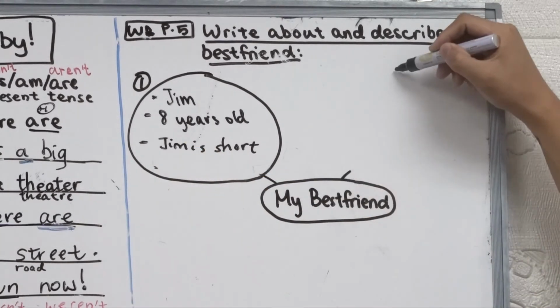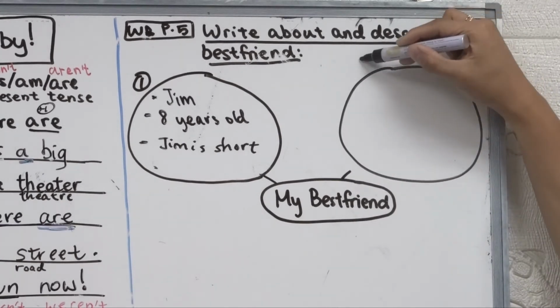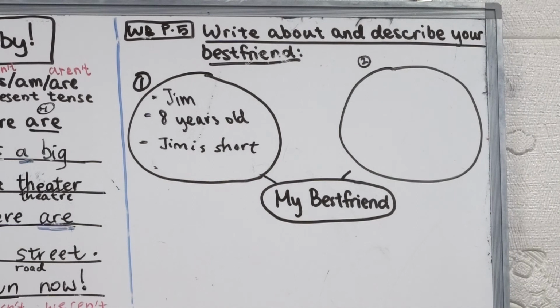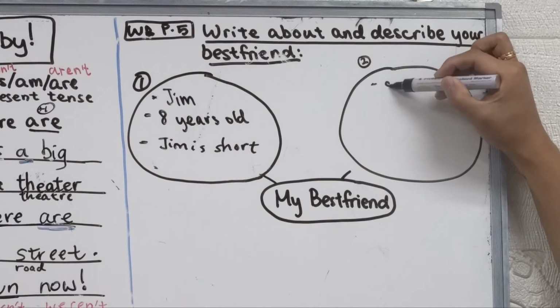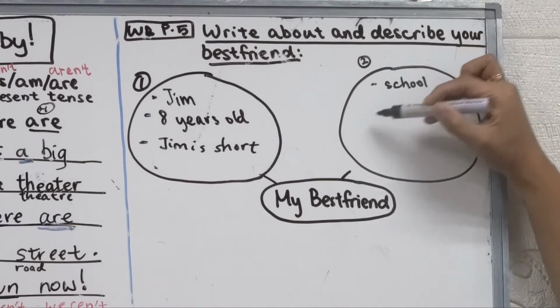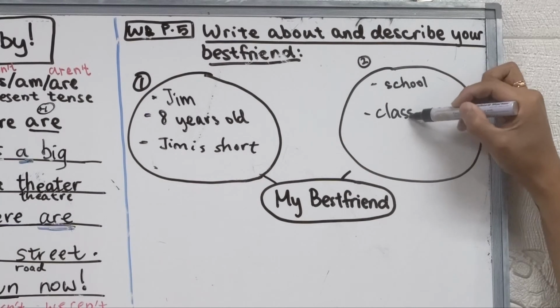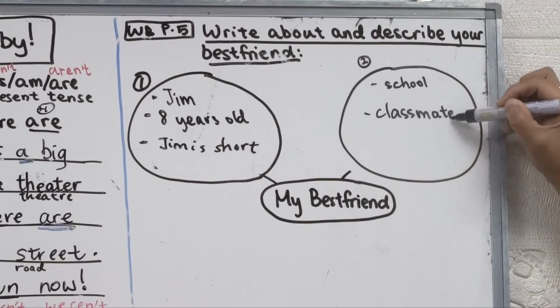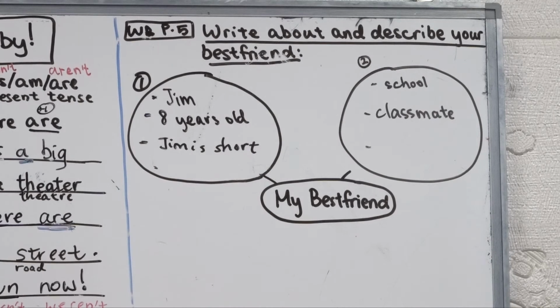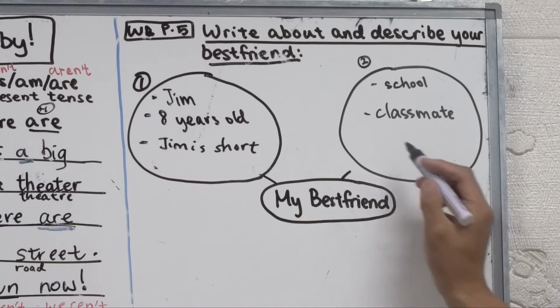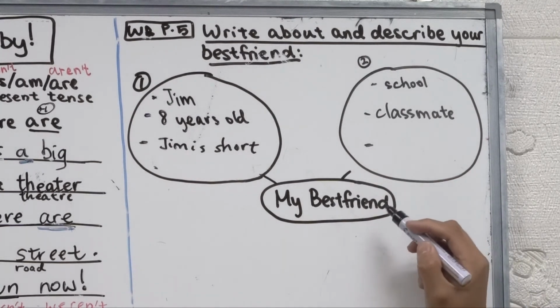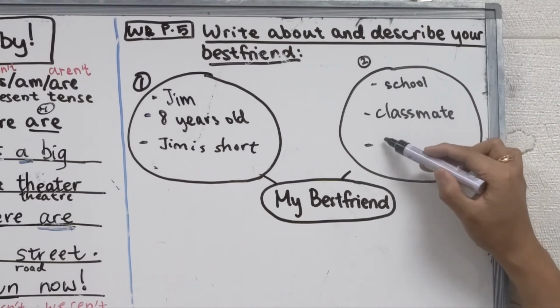And then for circle number 2, we have 2 circles, right? Now we have 2 circles. Circle number 2, you can say how you met Jim, okay? I met Jim in school, right? Jim is my classmate. And what do you like to do with Jim? Okay? Are you good friends? Are you not good friends? Do you talk all the time, right?